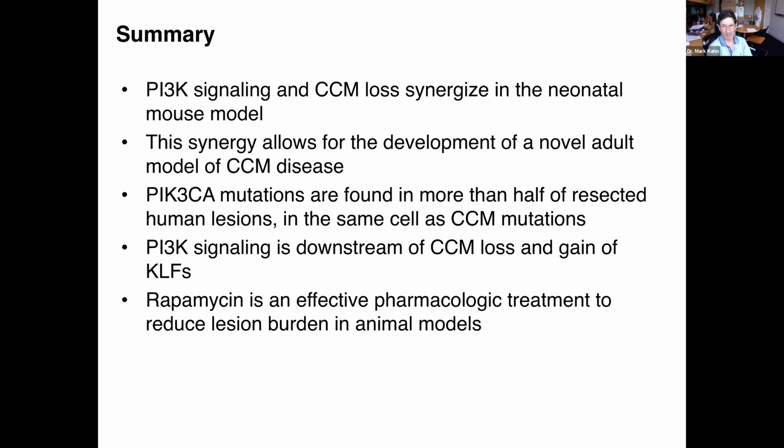The next part is Doug, so I'll tell you a little bit about that. Sorry, I should have edited these slides a bit more carefully. And we think that PI3 kinase signaling is downstream of CCM loss and gain of KLF function. And then I guess what we're all interested in doing now is really taking a closer look at the PI3 kinase pathway, at FDA-approved drugs that have been developed mostly with the goal of treating cancer in mind, and what they might do in a CCM context.